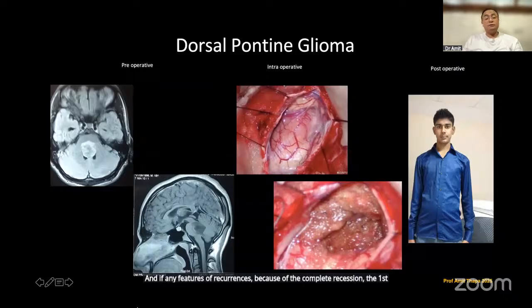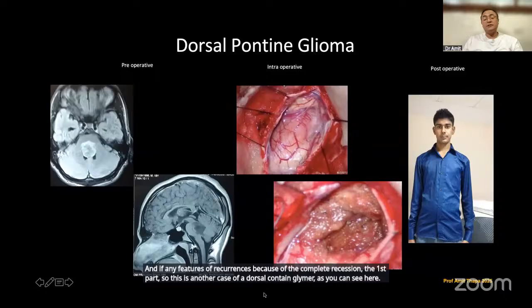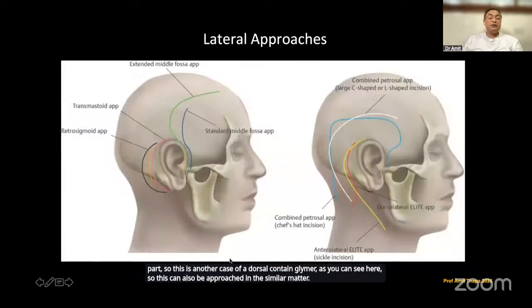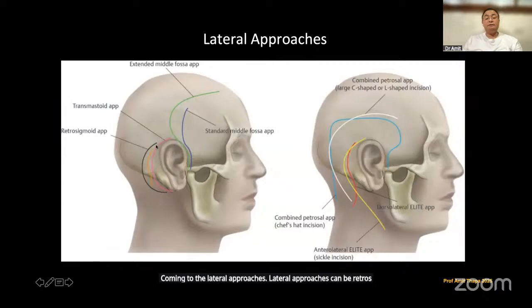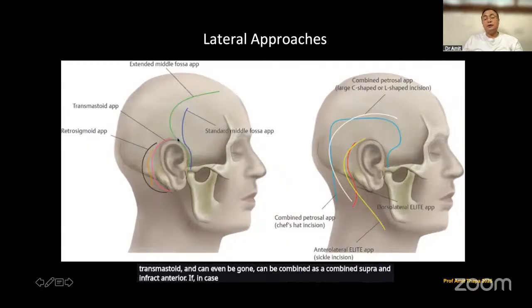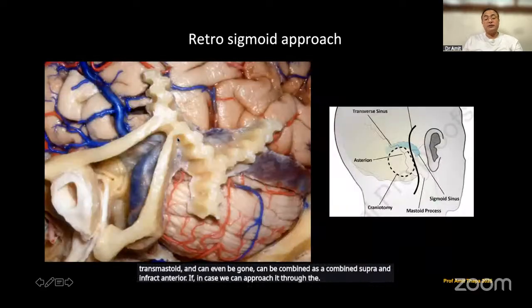So this is another case of a dorsal pontine glioma, as you can see here. This can also be approached in a similar manner. Coming to the lateral approaches, it can be retrosigmoid, transmastoid, and can even be a combined supra- and infratentorial approach if we can approach it through the presigmoid extension.